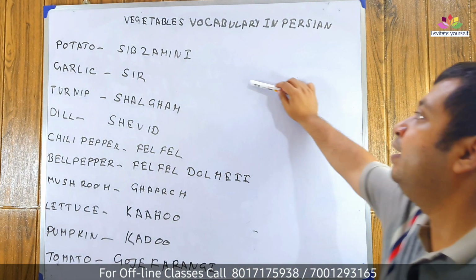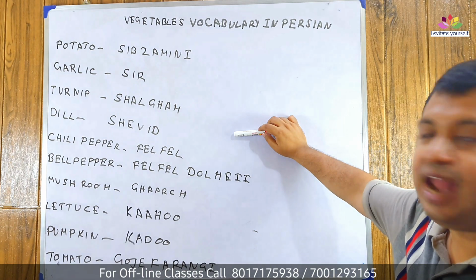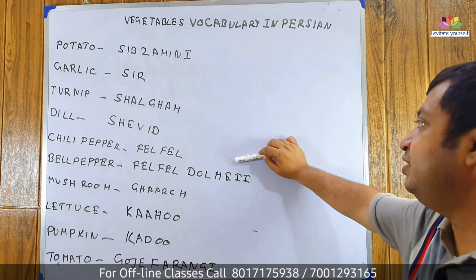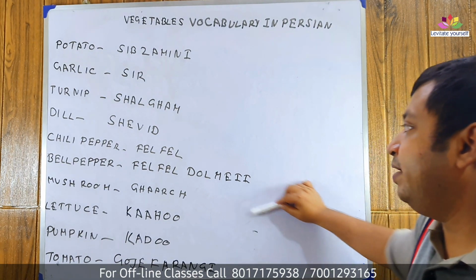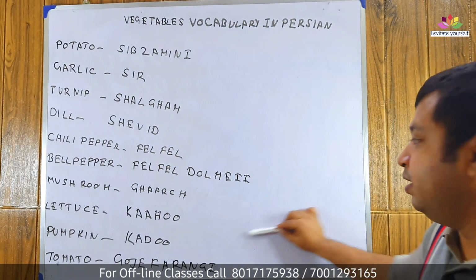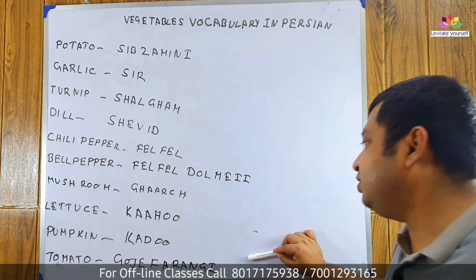Potato, sibzamini. Garlic, sir. Turnip, shalgam. Dil, shevid. Chili pepper, falfel. Bell pepper, falfele dolmi. Mushroom, gosh. Lettuce, kahu. Pumpkin, kadu. Tomato, goje farangi.